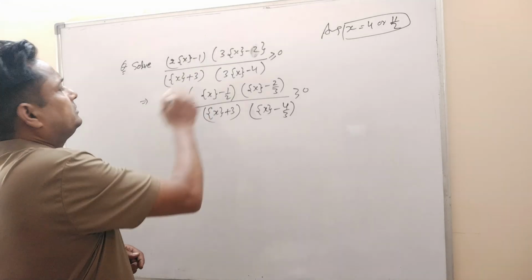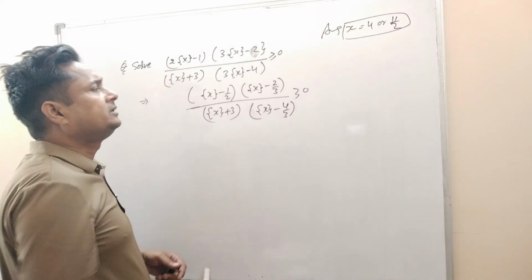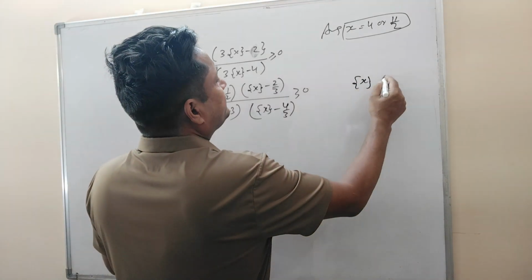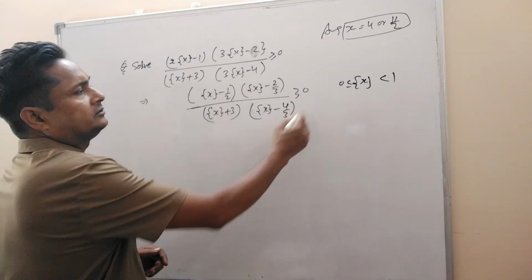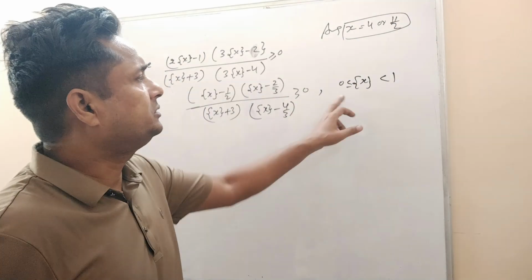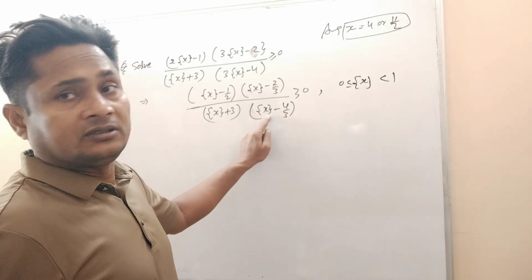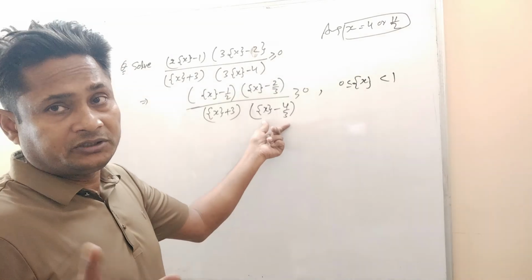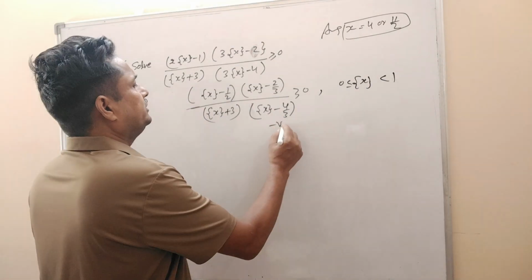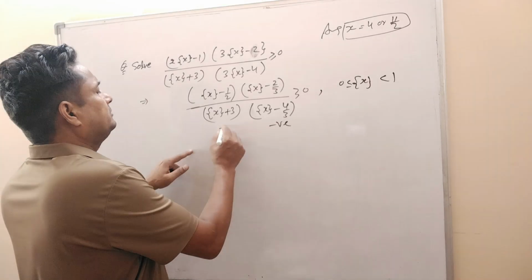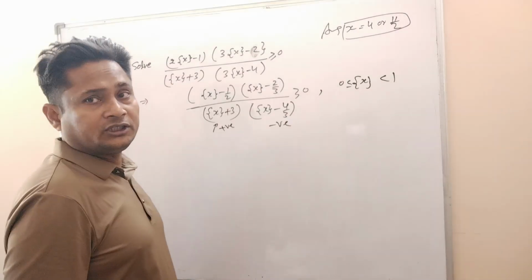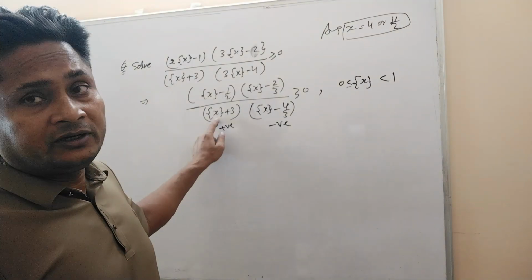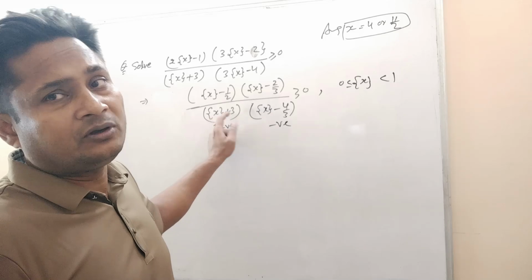To solve this one, we know the property of the fractional part function: it always lies between 0 and 1. So if you substitute a value of {x} between 0 and 1, this will always be a negative number, and this will always be a positive number, because {x} lies between 0 and 1. If we substitute any value between 0 and 1 and add 3, it will always be positive.